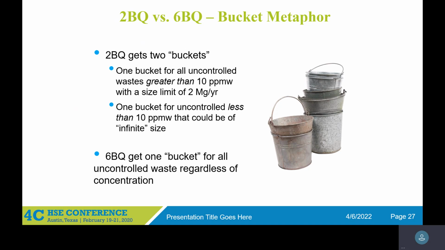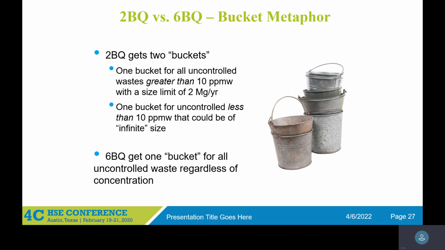So, we always talk about the two-bucket metaphor. Yes, the 2BQ has 2 buckets. One is the 2 megagrams of uncontrolled waste, and then you have a humongous bucket that can be as big as you want for the less than 10 ppm. So that's why they're not equal, right? And the 6BQ is just 1 bucket, 6 megagrams. That's it. Your whole refinery has to be under that. Make sense? It's a metaphor. All right. Any questions on where we are?